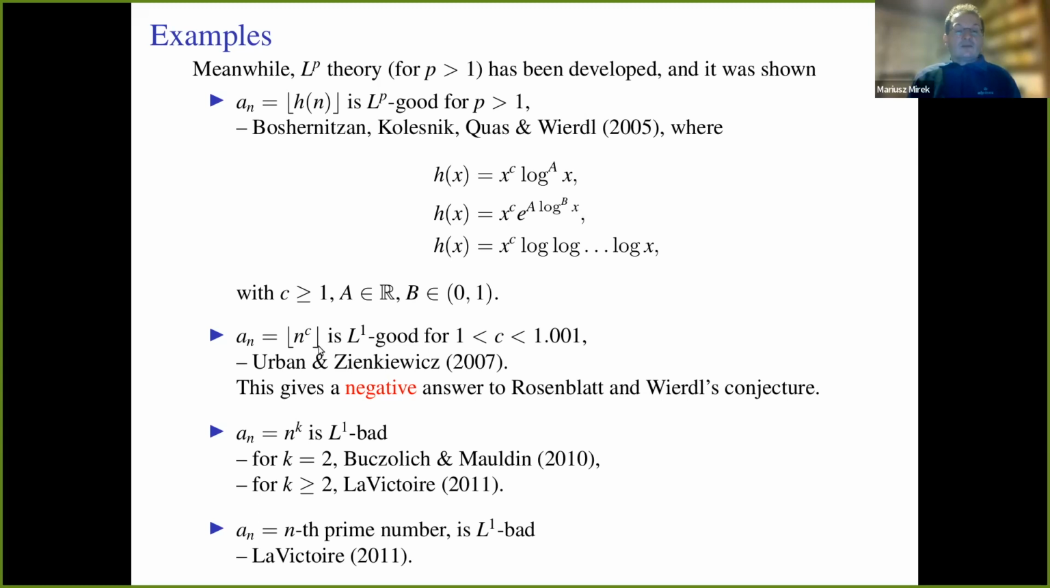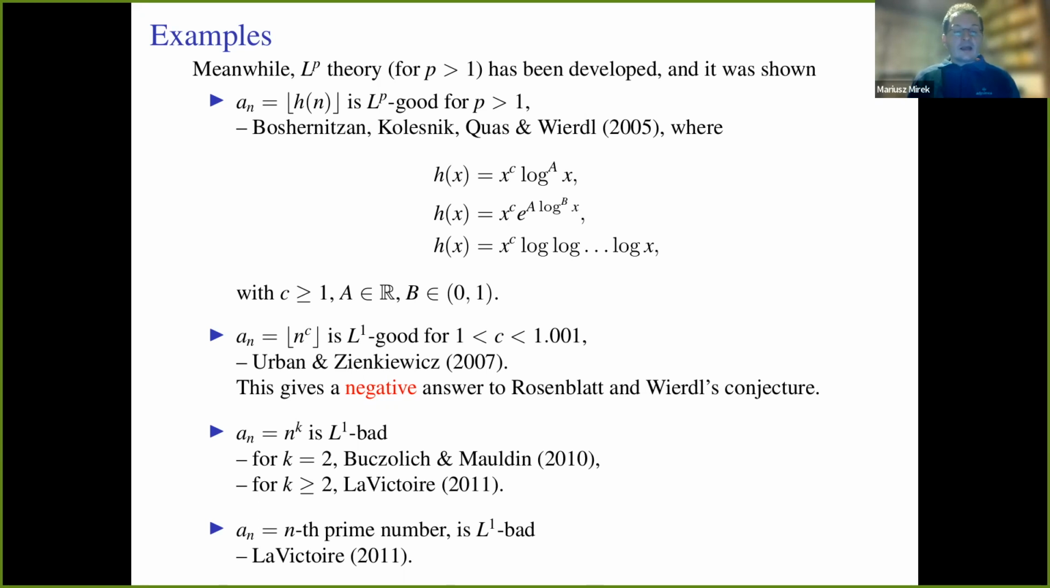But what is interesting, in 2007, Urban and Zienkiewicz disproved the Rosenblatt-Wierdl conjecture, and they gave a very explicit sequence: a_n equal to the integer part of n to the power c, whenever c is between 1 and 1.001. They showed that we have pointwise almost everywhere convergence for ergodic averaging operators along a_n of this form. And this gives a negative answer to the Rosenblatt and Wierdl conjecture.